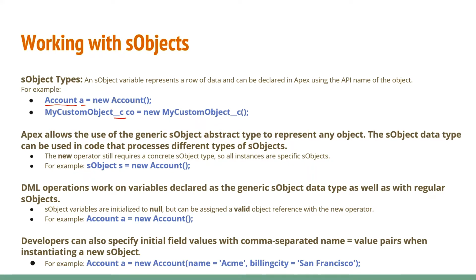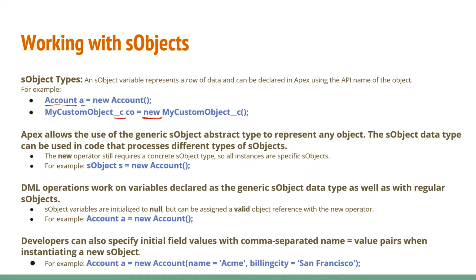Apex allows the use of the generic sObject abstract type to represent any object. The sObject data type can be used in code that processes different types of sObjects. The new operator still requires a concrete sObject type, so all instances are specific objects. So this is the new keyword. For example, sObject s = new Account(). It can be any sObject.